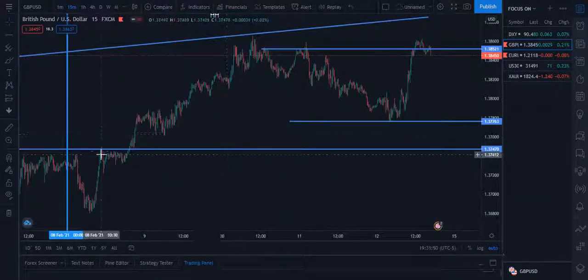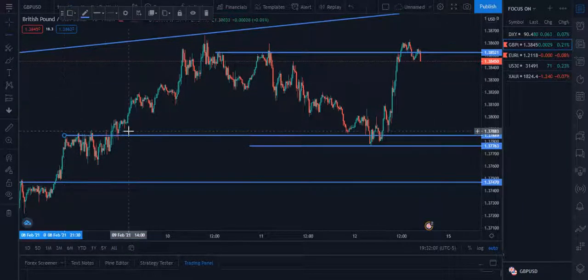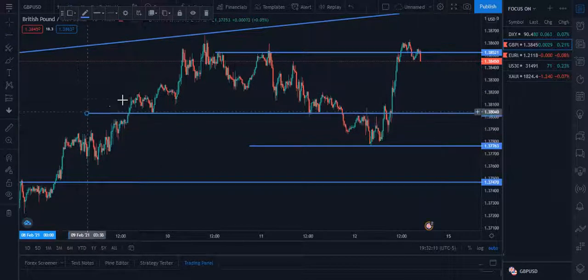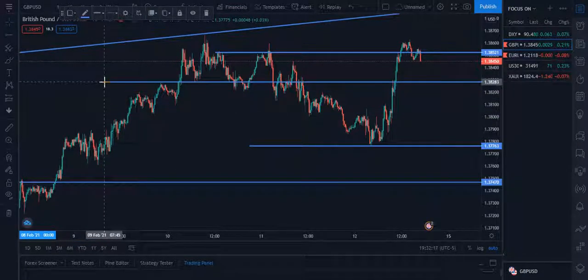From here we went up. Probably could have closed once we got here and been satisfied. Once it broke through here, we put it to break even. Then it comes here, and like we did previously, we put the stop loss here. Then it goes up again, and we put the stop loss here. Then it comes back down and goes up, and we end up putting the stop loss here.